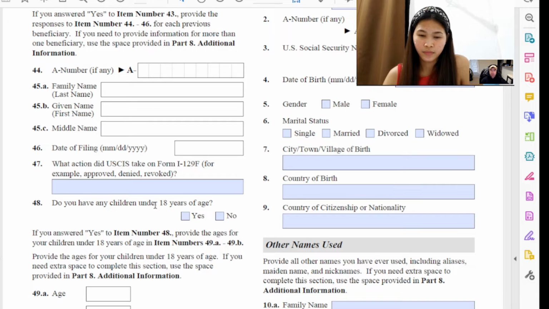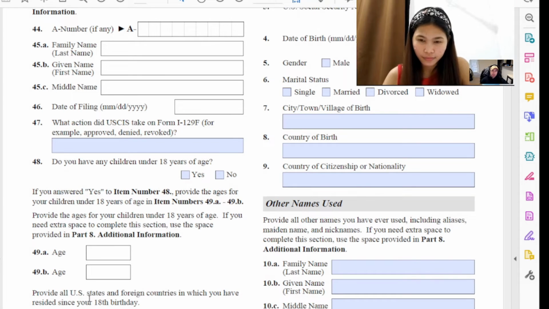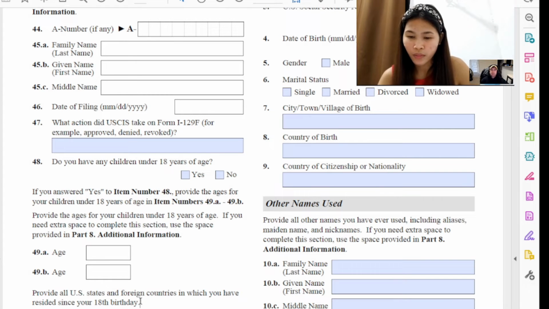Do you have any children under the age of 18? Yes or no. Okay, this is a separate question from all of these, so make sure you read every single line item; it must be answered. If you answered yes, proceed. What are their ages? Provide all the U.S. states and foreign countries in which you have resided since your 18th birthday. This is a lot, right? It could be multiple states, multiple countries.